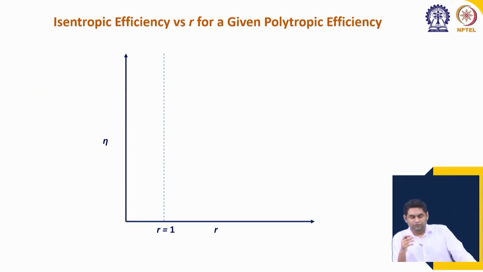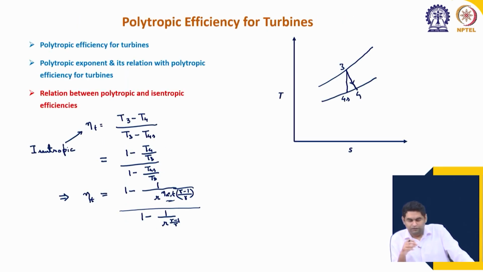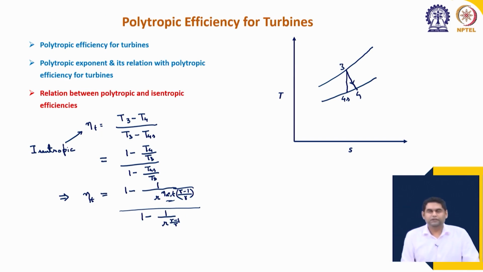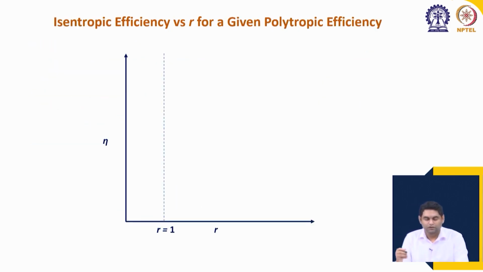Now, we will try to solve a couple of numerical problems or examples. Before that, we can plot how the isentropic efficiency, which we have discussed does not remain constant with pressure ratio, changes in real life for a given polytropic efficiency. At r equal to 1, let us say some value of isentropic efficiency is there. This will be equal to the polytropic efficiency.